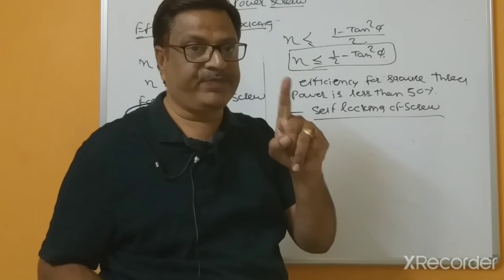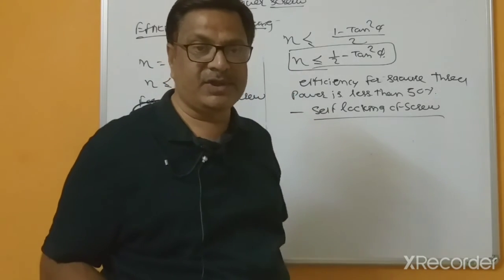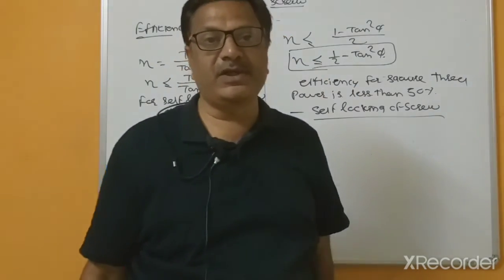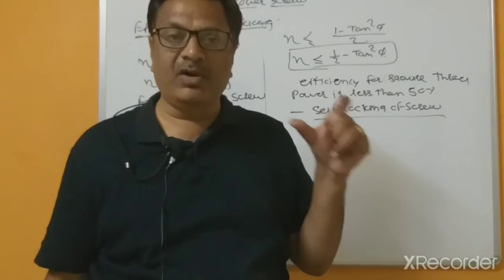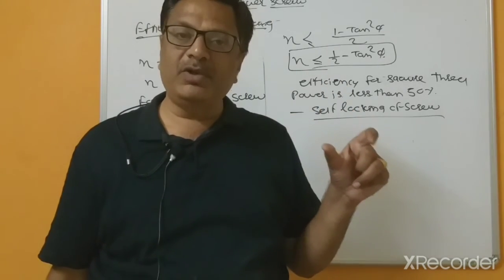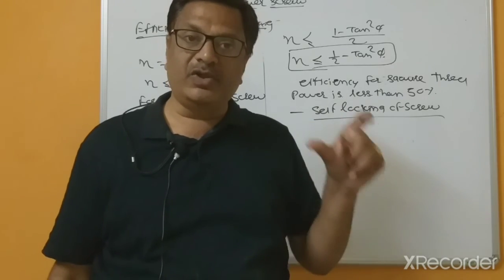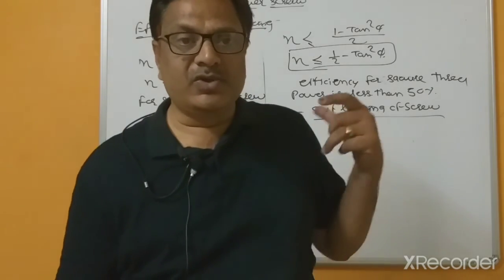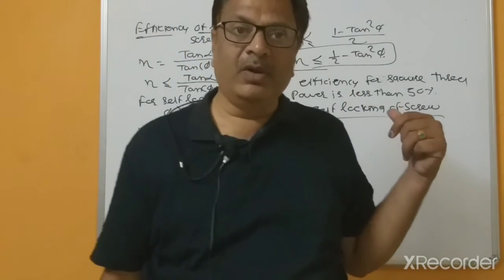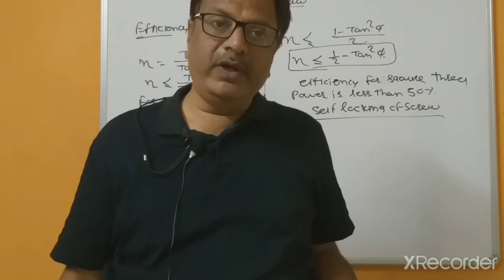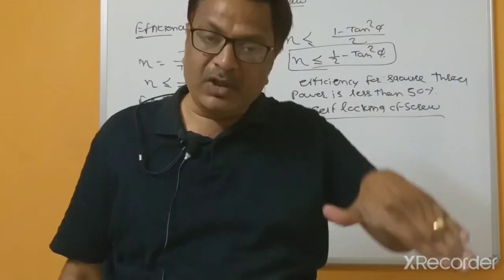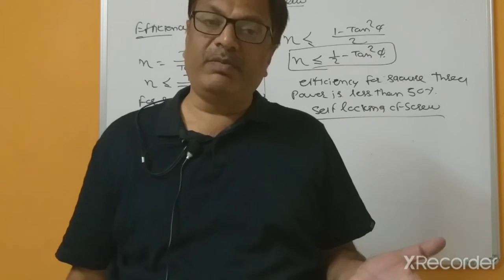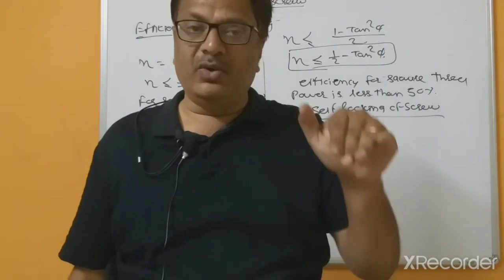Try to remember this. This is very important. As mechanical engineers, you should know why the efficiency of the square thread is required to be less than 50%, because this is the condition for self-locking of the screw. If the efficiency of the square threads is less than 50%, that indicates self-locking of the screw. Such conditions are required for lifting and lowering the loads. The same phenomenon is used in lifting and lowering loads by using cranes.